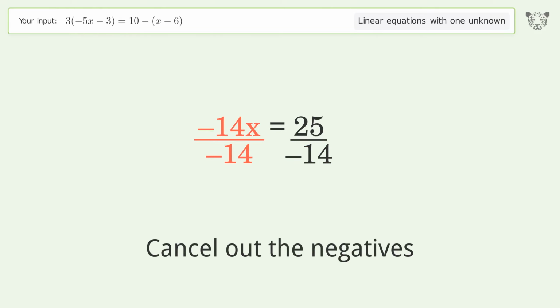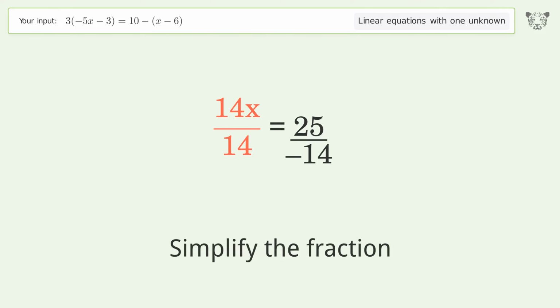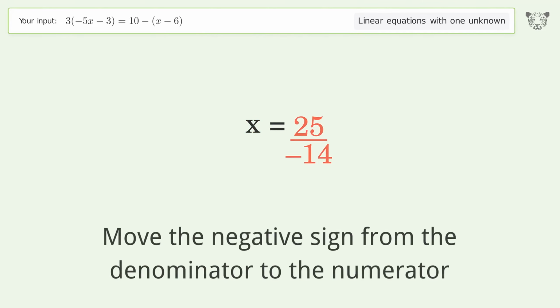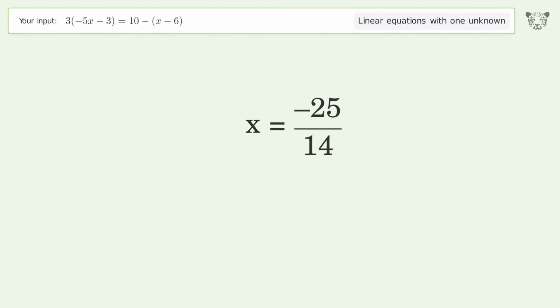Cancel out the negatives. Simplify the fraction. Move the negative sign from the denominator to the numerator. And so the final result is x equals negative 25/14.